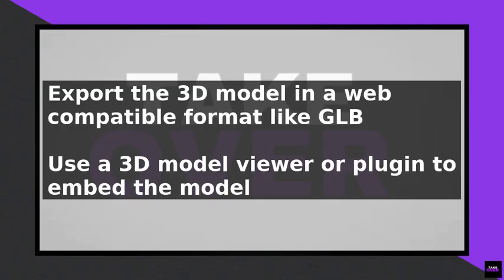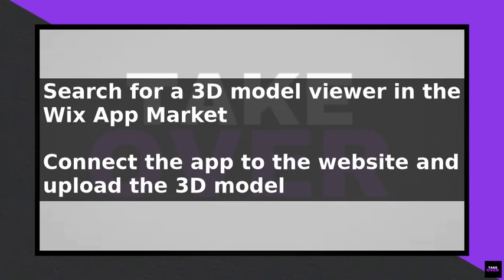To embed a 3D model into your Wix website, go to the Wix App Market and search for a 3D model viewer or plugin. Click on the app you want to use and then click Add to Site. Follow the instructions to connect the app to your Wix website and upload your 3D model. You can then customize the appearance and behavior of the 3D model, such as changing the background color or adding animations. You can also use Wix built-in design tools to customize the layout and design of the page.